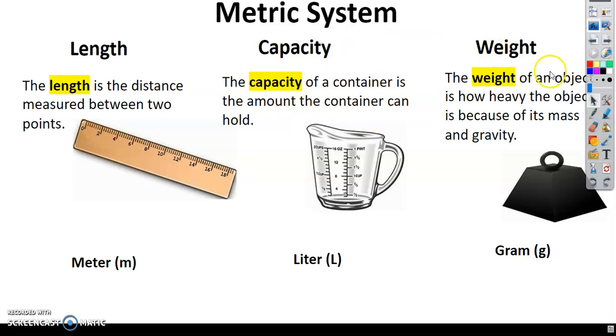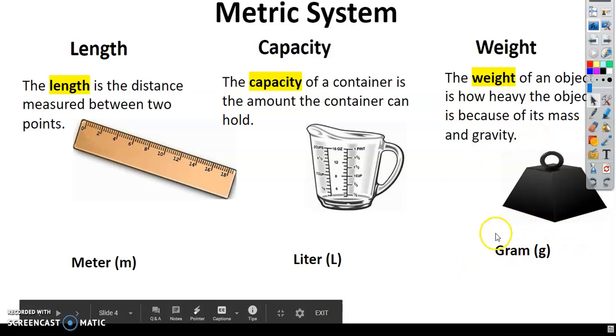Finally, weight. The weight of an object, and I know it's cut off a little bit by my board here, is how heavy the object is because of its mass and gravity. Remember, mass is how much something is made up of. Gravity is that force that all of you are very familiar with that's pulling us towards what has the most mass. So our weight is calculated because of those two things, and it's pretty much just how heavy something is. We're very used to measuring ourselves in pounds, but in the metric system, they measure things in grams.